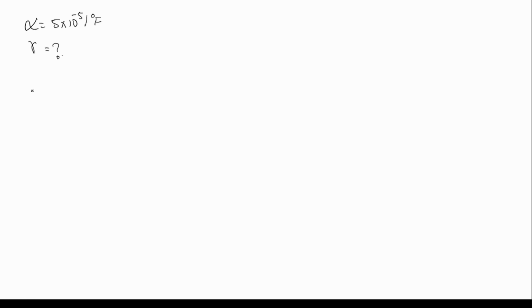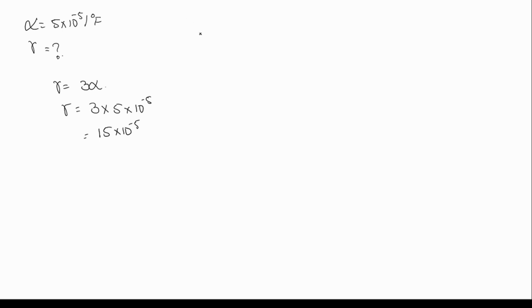We know the relation between alpha and gamma. Gamma is equal to 3 alpha. So gamma is equal to 3 into alpha. That alpha we know, that is 5 into 10 to the power of minus 5. So 15 into 10 to the power of minus 5. But this is in Fahrenheit. We need it in Celsius.